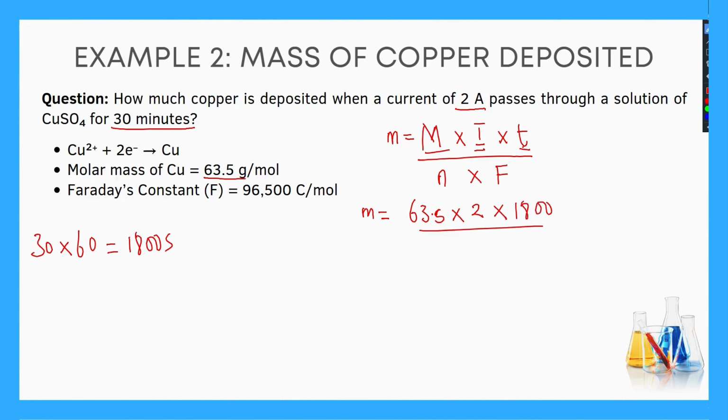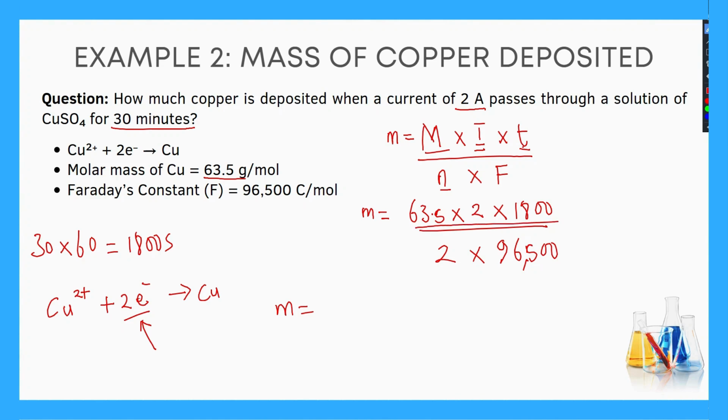So we have 1,800 over here. And then over here we have N. N stands for the number of electrons used in the reaction. Now we have the equation of the reaction to be Cu2+ undergoing reduction, combining with 2 electrons to give 1 mole of copper. So you can see it has been denoted over here that 2 electrons are involved in the reaction. So we have a figure of 2 here multiplied by Faraday's constant, which is 96,500.